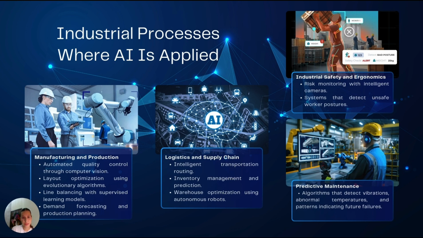Then we have logistics and supply chain: intelligent transportation routing, inventory management and prediction, warehouse optimization using autonomous robots. The third we have is industrial safety and ergonomics: risk monitoring with intelligent cameras, systems that detect unsafe worker postures. And the last one is predictive maintenance: algorithms that detect vibration, abnormal temperatures, and patterns indicating future failures.